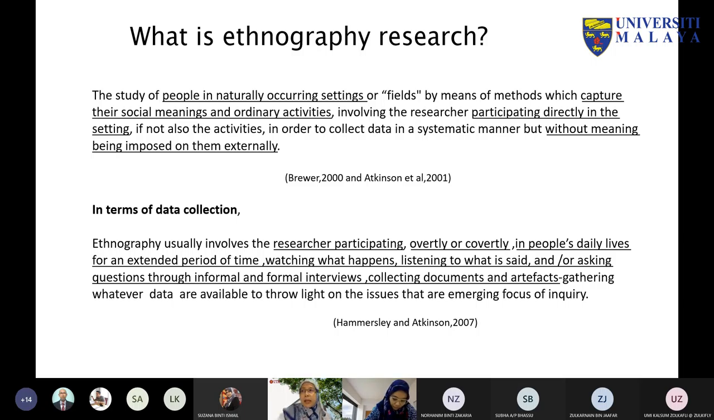People in naturally occurring settings. Earlier was real life context. It looks like the same, but it's not. You are meant to capture their ordinary activity. Orang kurang upaya, their daily activities. Orang asli, their daily activities. Stage 4 cancer patients, their daily activities. You choose one community or one group to study their ordinary activities, involving the researcher participating directly in the setting, if not also the activity, in order to collect data.